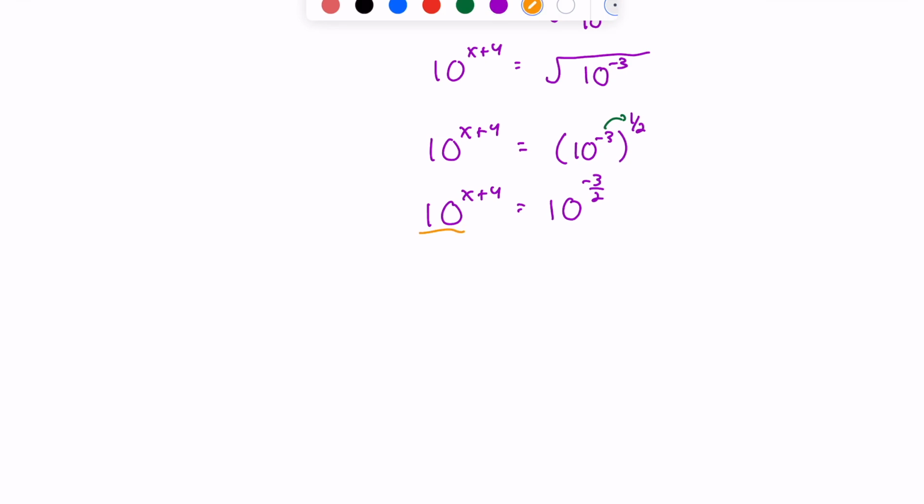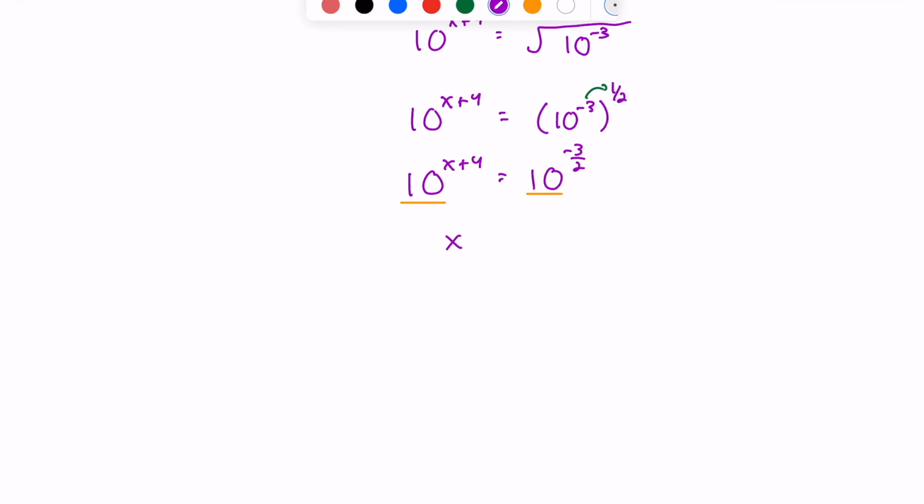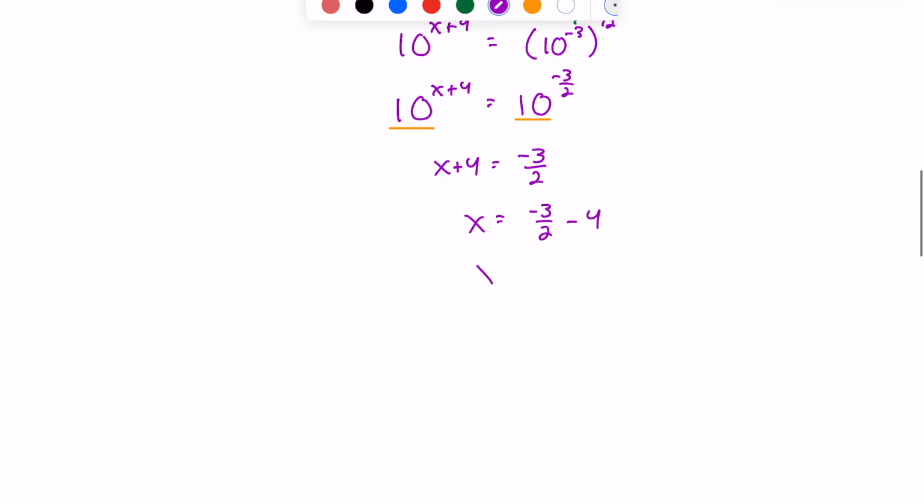Now we have the same base. That was our goal. And we can set the exponents equal to each other. That's x plus 4 is -3 over 2. So then x is equal to -3 halves minus 4. So then x is equal to, if you get a common denominator, -3 over 2 minus 8 over 2, that'd be the same thing as -11 over 2.